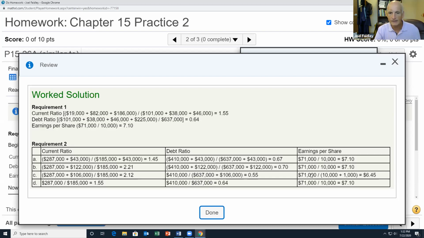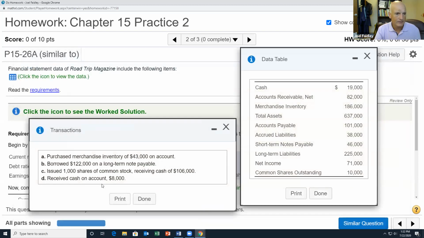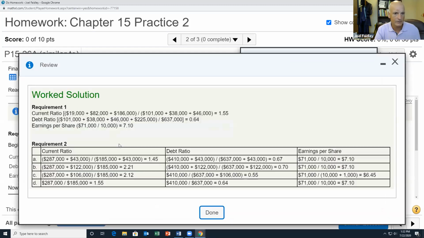All right. And then the earnings per share, 71,000 divided by 10,000 plus the 1,000 shares, $6.45. Earnings per share, the earnings didn't change, net income. Number of shares did. And then the last one is receive cash on account for 8,000. So we're just adding 8,000. Maybe I'll just do that. That's easier to read anyway, isn't it?